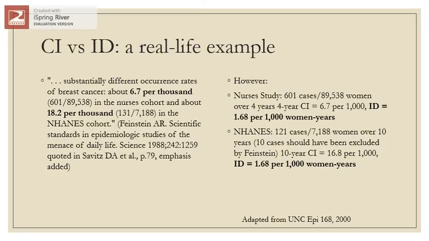So if you calculate the incidence density, the risk is exactly identical in the nurses study and the NHANES study. But if you look at the cumulative incidence, the rates look really, really different. So what does that mean? The moral of the story is it's very dangerous to compare cumulative incidence when the follow-up years were different. One study had 4 years of follow-up, one study had 10 years. You have to account for that. So I want you to be aware of this later on as we start to read research.